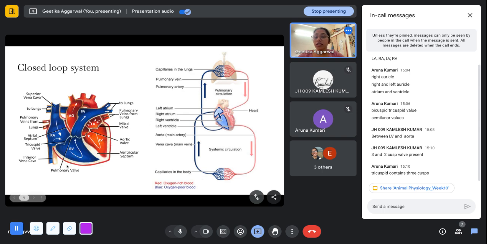Again, here is another diagram that shows how the right atrium receives the deoxygenated blood, which is marked in blue, from the superior vena cava and the inferior vena cava. It moves on to the right ventricle. From the right ventricle, the pulmonary artery takes it away to the lungs. From the lungs, it comes back by the pulmonary veins to the left atrium, goes to the left ventricle, and then it gets circulated throughout the body.